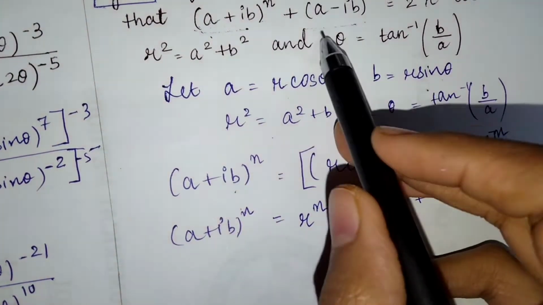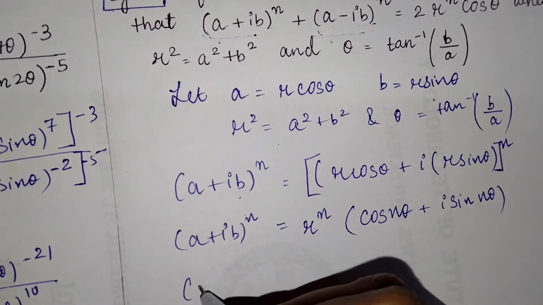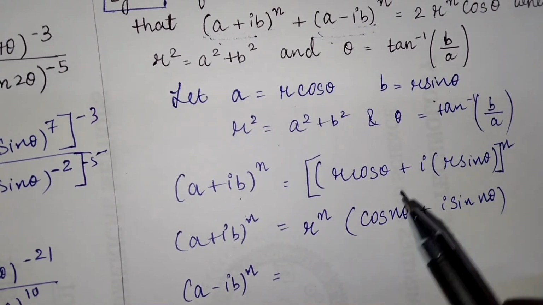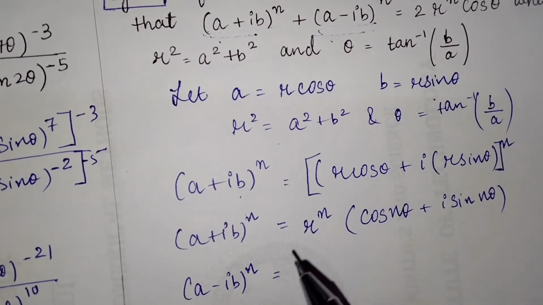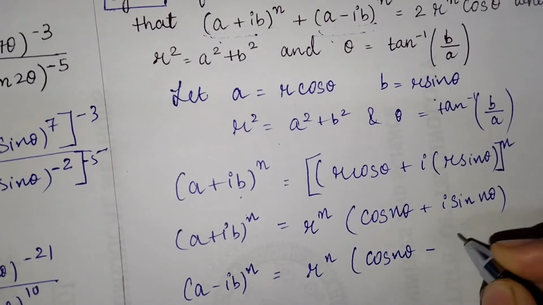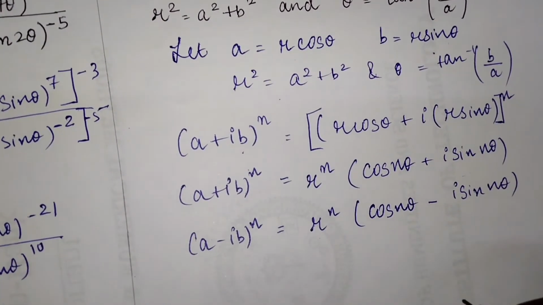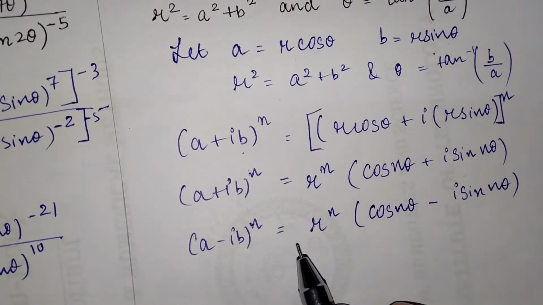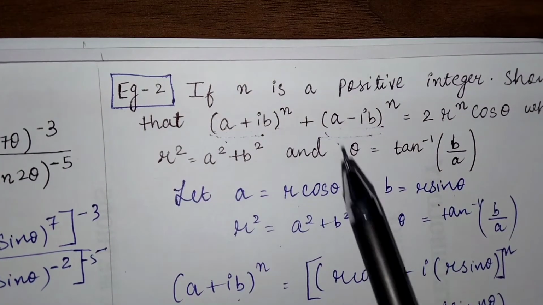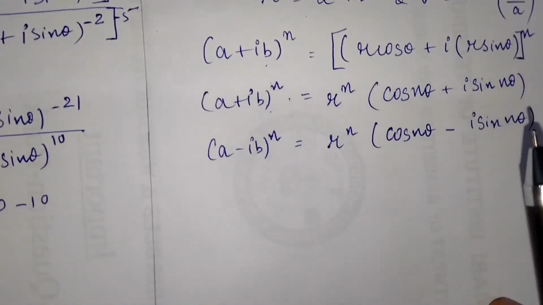And now if we solve the other term, (a minus ib) raised to n, no need to put values and check. From the previous equation we can directly write that we will get r raised to n into cos n theta minus i sin n theta. Okay. So we got (a plus ib) raised to n and (a minus ib) raised to n. But what we have to show is that whenever you add them, you should get this term. So now let us add both the terms.